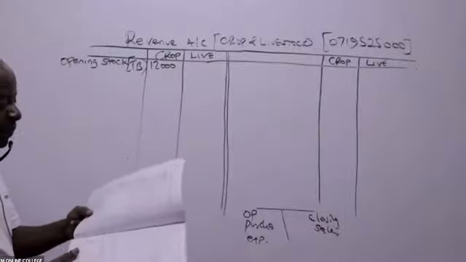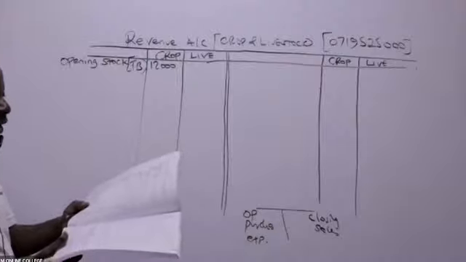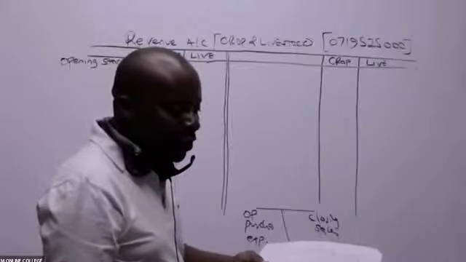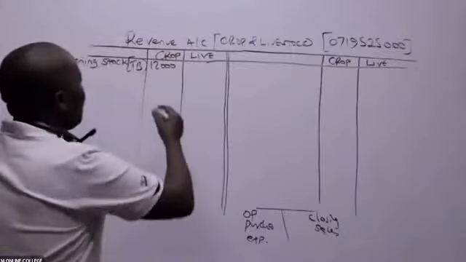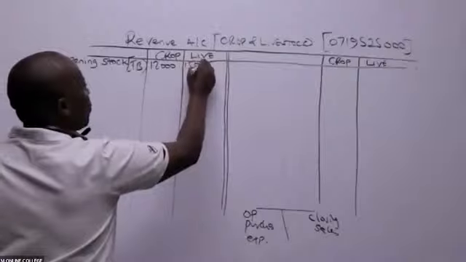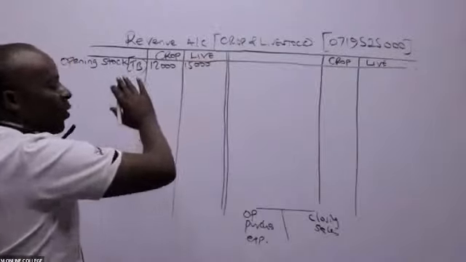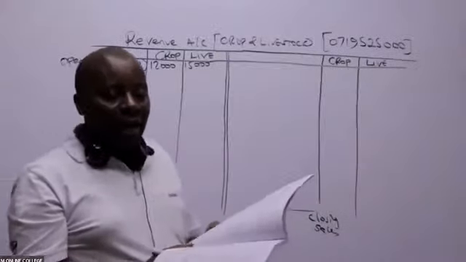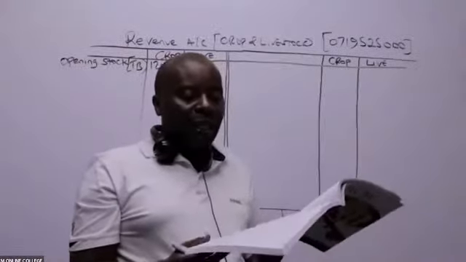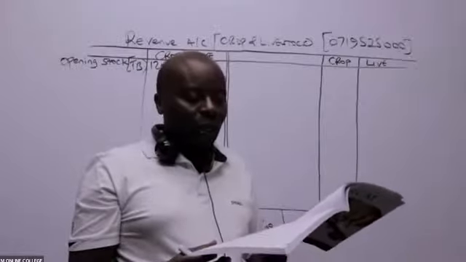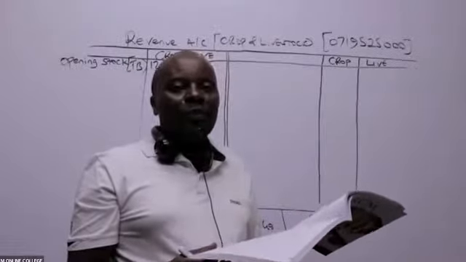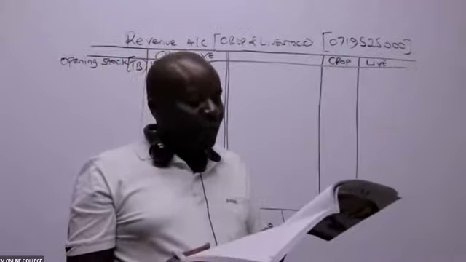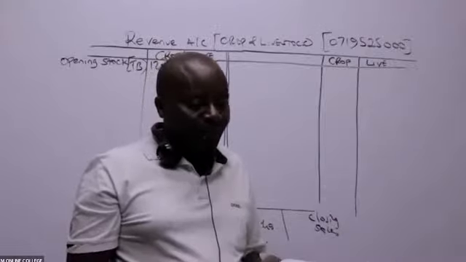So, ladies and gentlemen, apart from that, what else do we have? You can see inventories for livestock, 15,000. This is opening inventory, because you can see it is on 1st April 2011, and yet we are doing this at the end of 31st March 2012. So 31st March 2012 is closing, then 1st April 2011 will be opening.